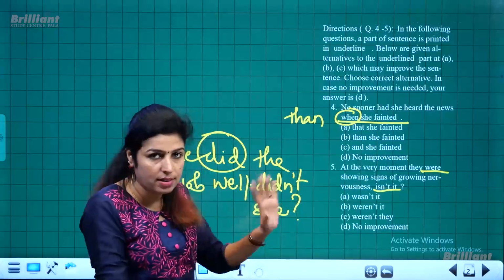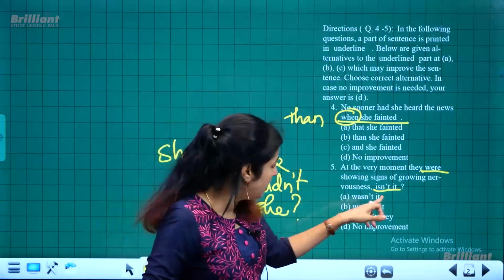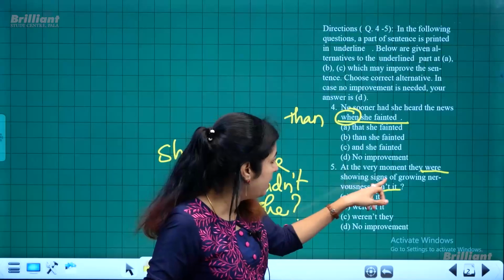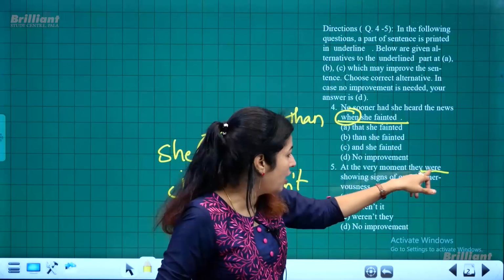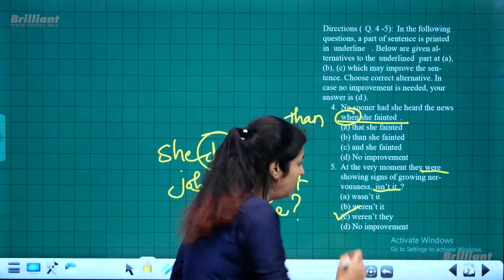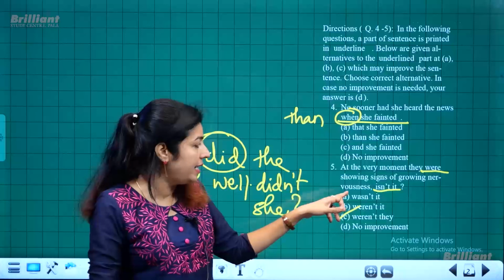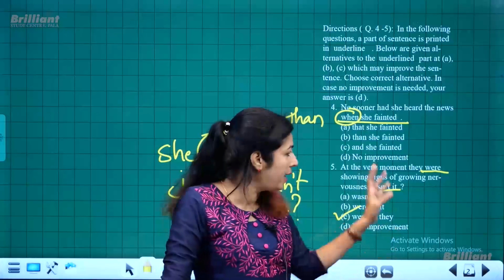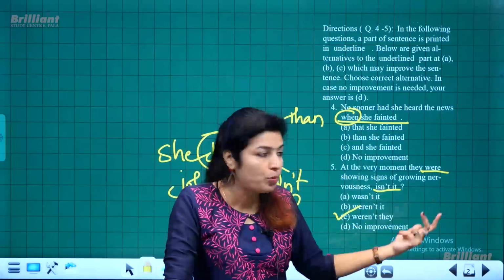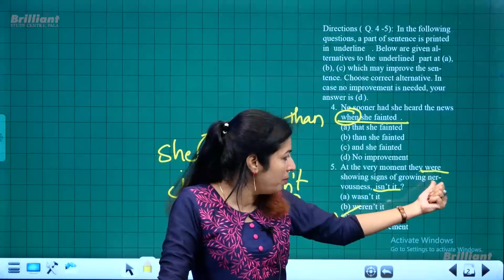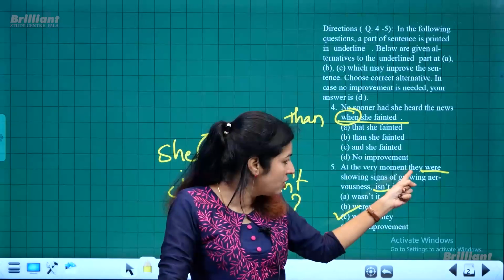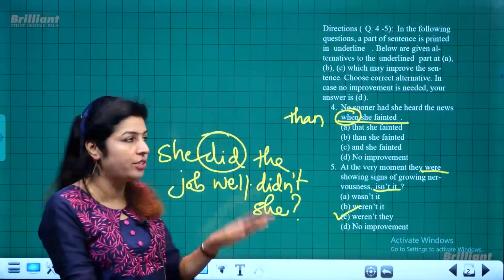Let us see if that is given as one of the options. See, wasn't it, weren't they? It's not it. At the very moment, they were, not it were. So weren't they? This is the correct option, and the underlined item is wrong. So this is a wrong question tag added to the statement. It requires improvement, and how will you improve it? Using were, and to make it negative, you have to choose weren't they, not weren't it, because they is already given in the statement. I hope it's clear to you.